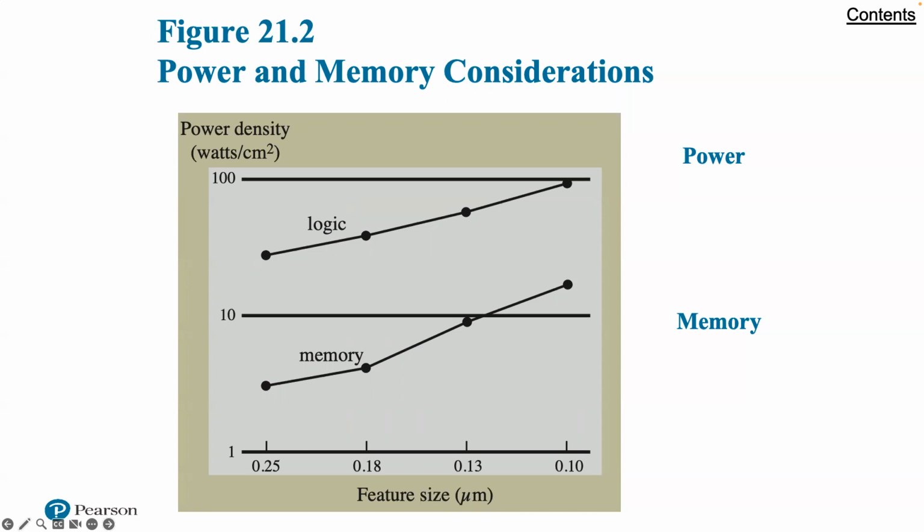So one way to control power density is to use more of the chip area for cache memory. Memory transistors are smaller and have a power density on the order of magnitude lower than that of logic. So we're showing this in figure 21.2.